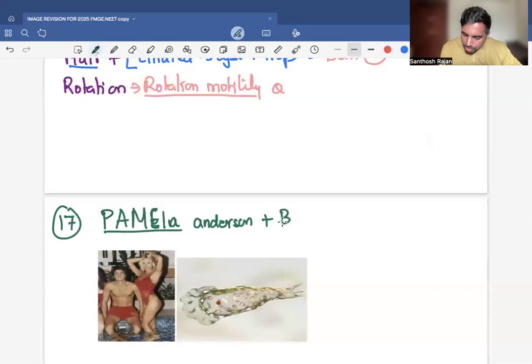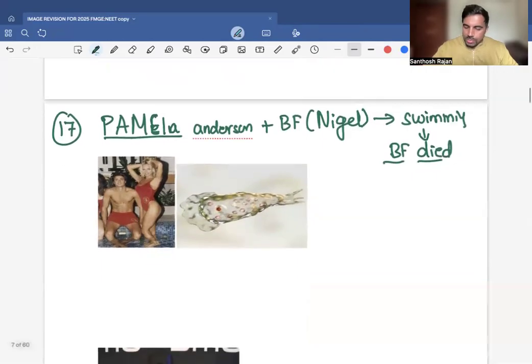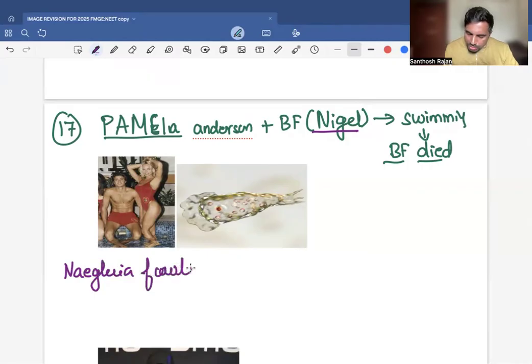With her boyfriend, what is the boyfriend's name? Nigel. What happened? They were in a swimming pool, and suddenly something happened and the boyfriend died. So what is the story behind this? Very, very simple. First of all, let's start with Nigel. It's like Naegleria fowleri. His boyfriend's name is Nigel, so I'm going to write here that the disease name is Naegleria fowleri. Very, very simple.